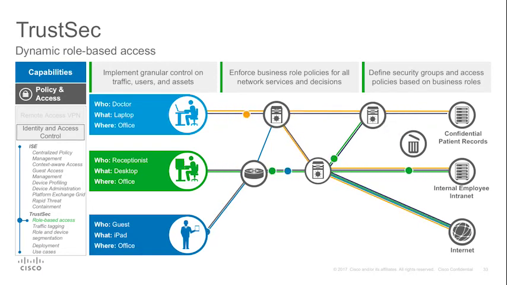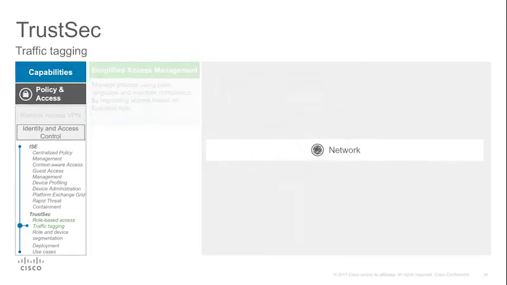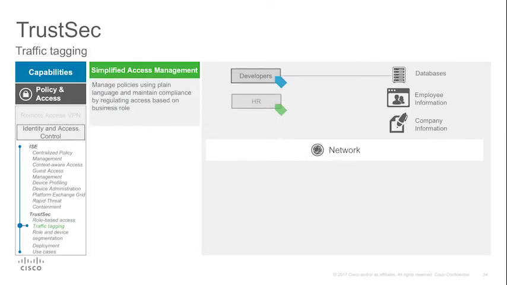TrustSec also contributes to and benefits from superior visibility with its traffic tagging feature. TrustSec assigns a security group tag to the user's or device's traffic at ingress, and then enforces the access policy based on the tag elsewhere in the infrastructure. The security group tag is used by switches, routers, and firewalls to make forwarding decisions. It works by categorizing and tagging devices, and then uses those tags to push policies and regulate access.